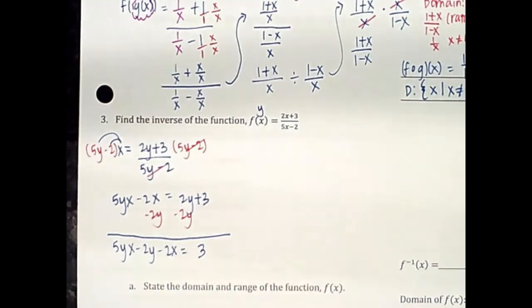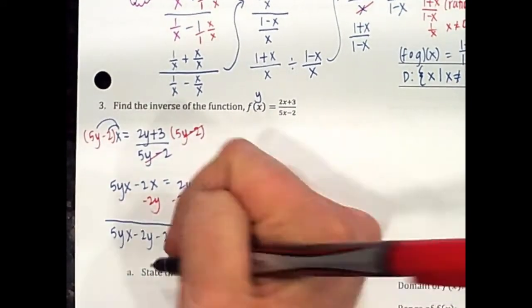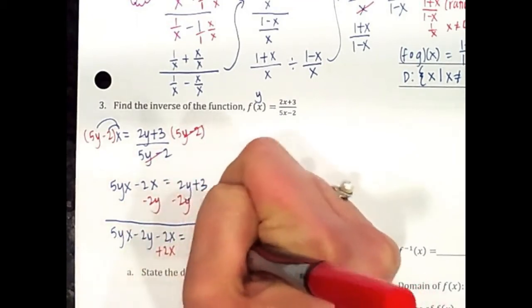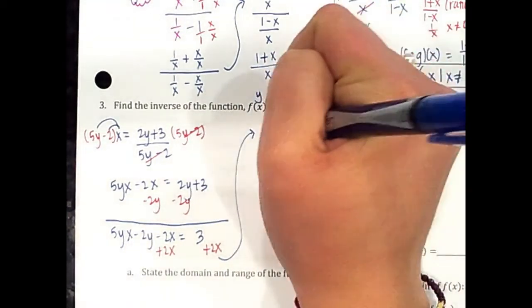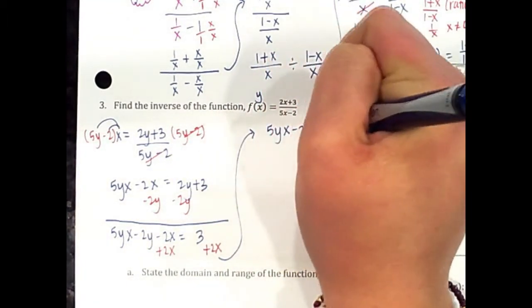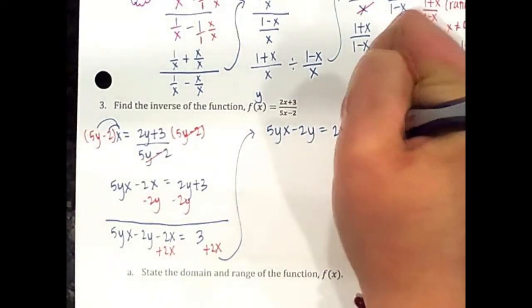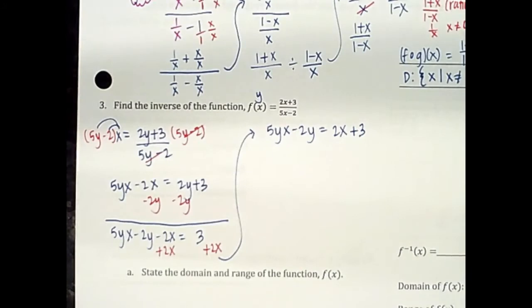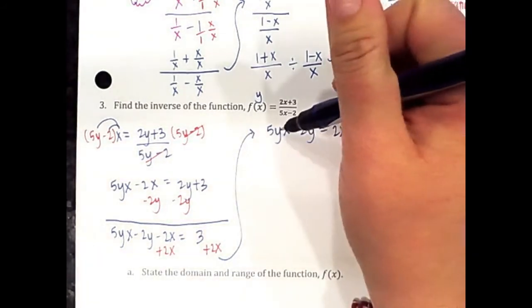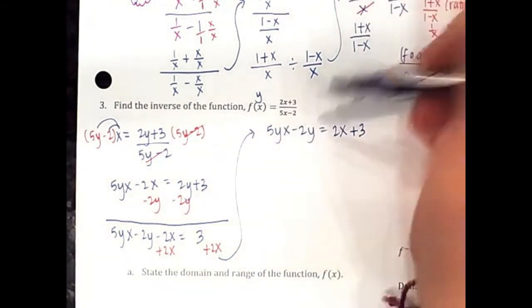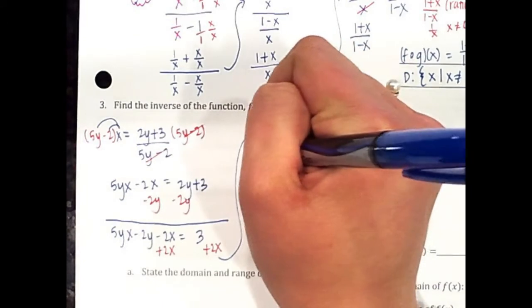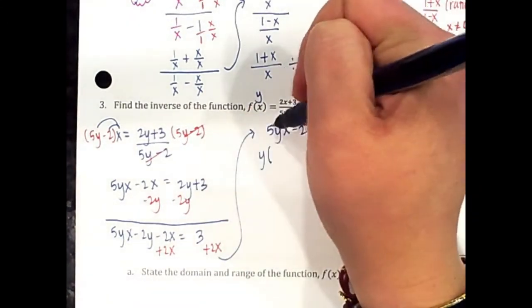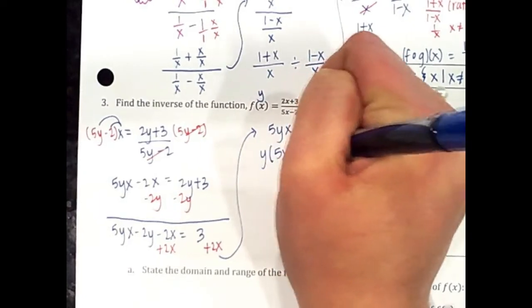Now this one doesn't have a y, so I want to move it to the other side of the equation. So I'm going to add 2x to both sides of my equation. I'm going to move my work up here. So now I have 5yx minus 2y equals 2x plus 3. Again, our goal is to get y all by itself. So we're going to factor out y from each of my terms. 5yx and 2y have a GCF of y, so I'm going to factor that out. What's left now is the 5 and the x, and then the 2.